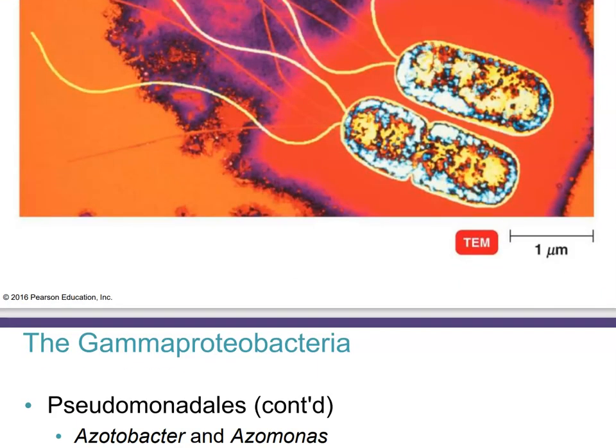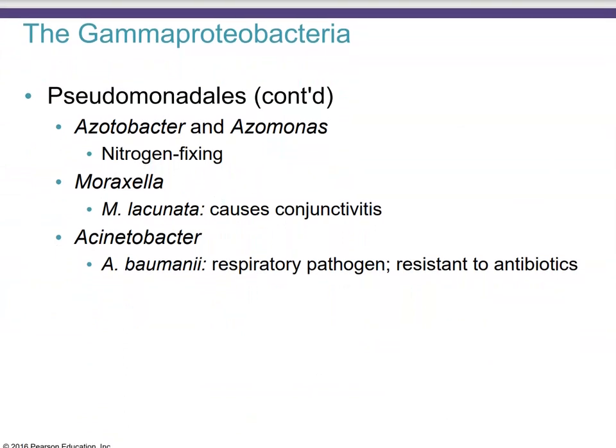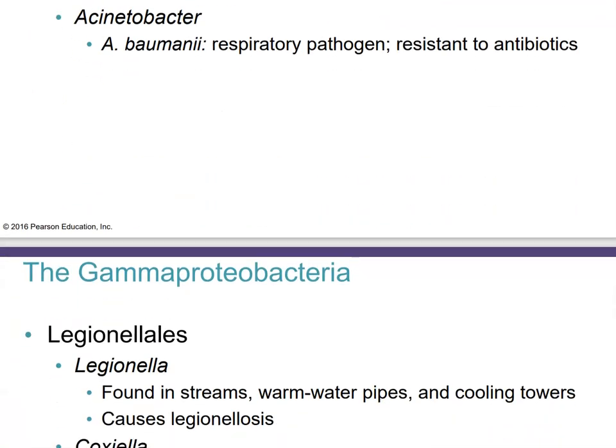And here's some more Pseudomonadales, the Acidithiobacter and Azomonas. These are nitrogen fixers. And then we have Moraxella. There is one member that's causing conjunctivitis. That's Moraxella lacunata. We do not have this one on a pathogen group, though. And then we have Acinetobacter. There's the Acinetobacter baumannii. That's a respiratory pathogen, and it's pretty dangerous because it's resistant to antibiotics, but we will not have this one on a pathogen group either.